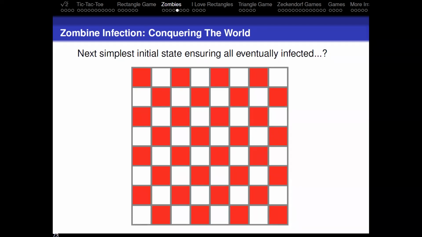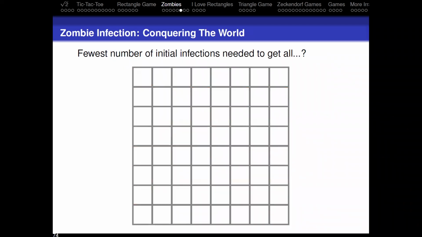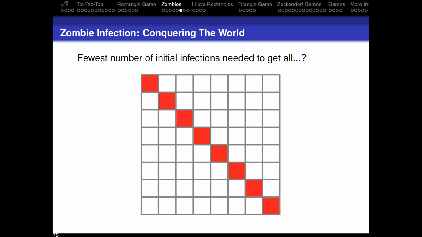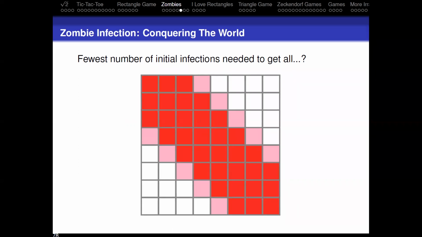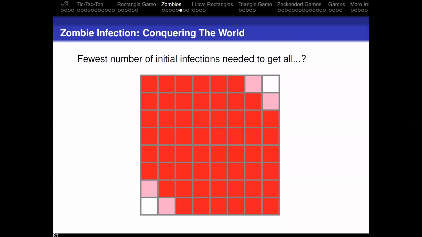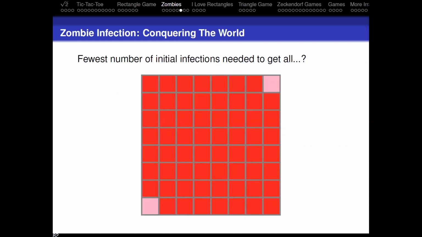In a diagonal line? And so what if we just infect the main diagonal? Well, on the next round, you're going to infect everybody above and below. Do you agree with that? And in the next round, you infect everybody above and below, above and below, above and below. And you can see the infection spread. Okay? So instead of having to infect on the order of n squared, we only have to infect on the order of n. That's much better.